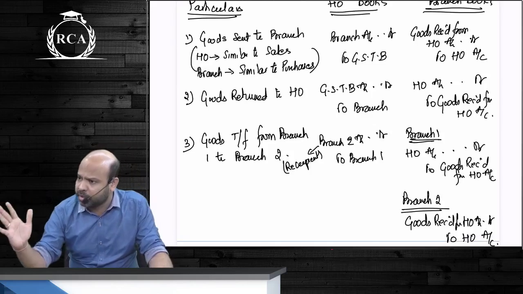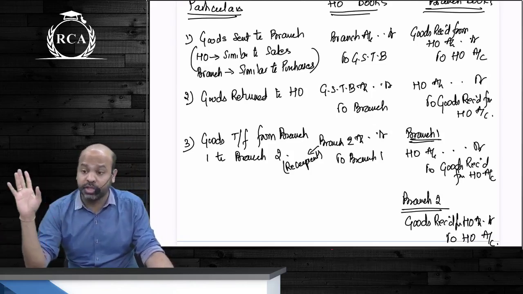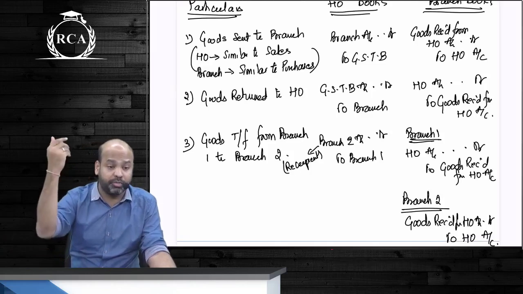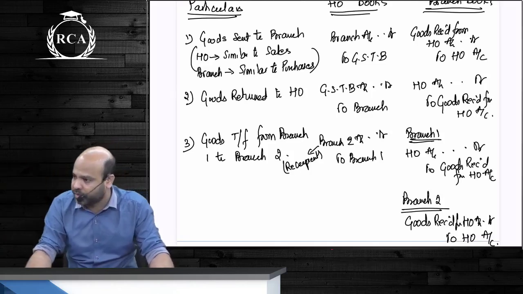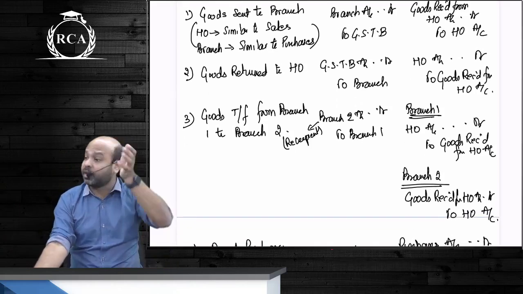There is no reversal of markup, beta, remember. This is exactly similar to the wholesale price method. Head office will record its own share of profit. Branch will record its own share of profit. If there are goods returned, beta, there will be reversal of the entry.